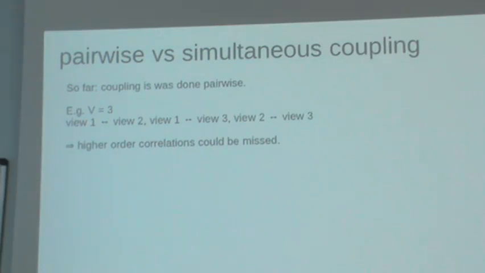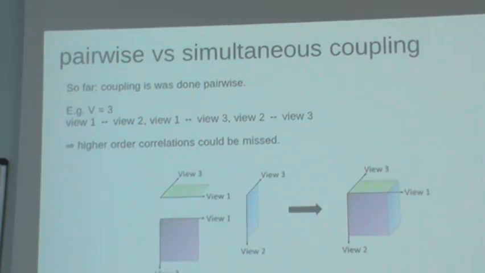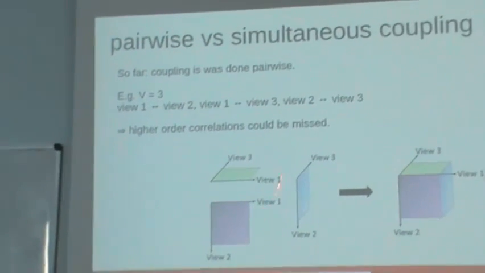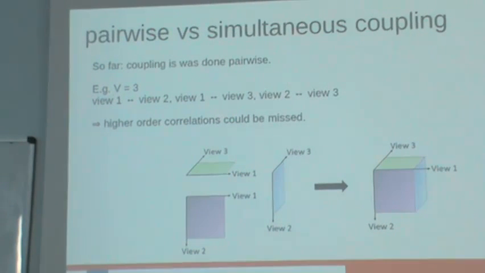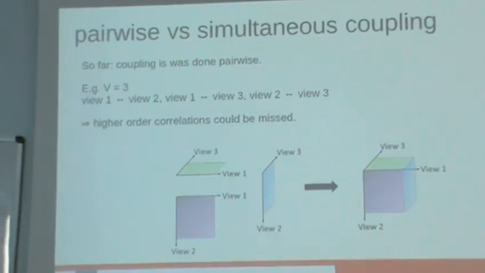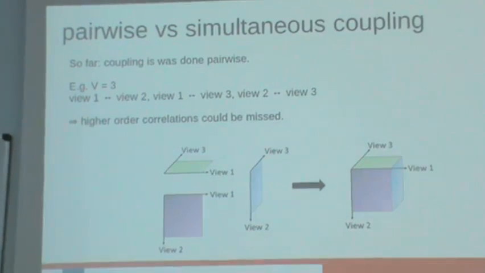So for example, if there is some information to be learned from the combination of view 1, view 2 and view 3, then you won't get it in these models. So the idea here is that we will work with tensors. Instead of only looking at correlation between two views, we will look at the correlation between all views. If we have more than 3 views, we will just have higher order tensors.